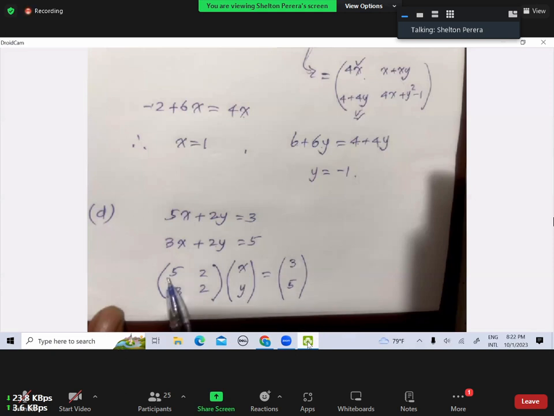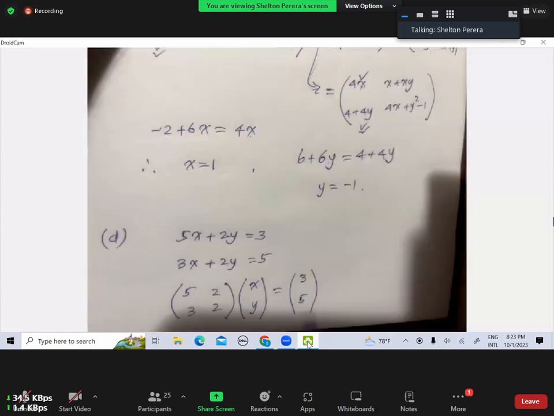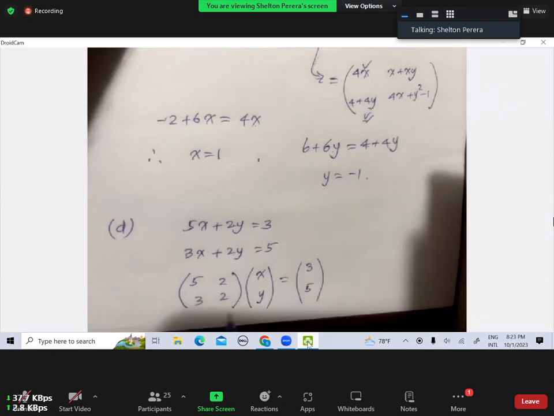Now multiply: 5x plus 2y equals 3. 3x plus 2y, the second equation, after multiplication must be equal to 5. So this system is the same as this. Now I want to find x and y using the matrix inversion method.